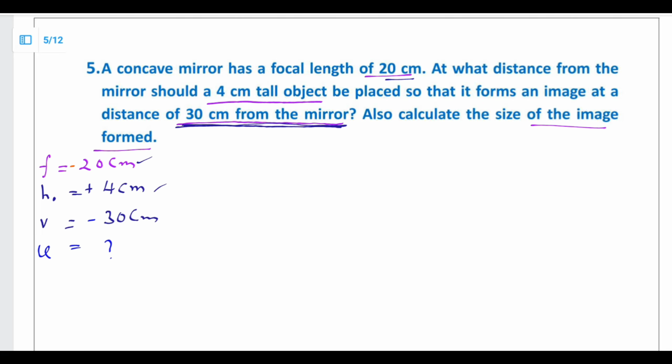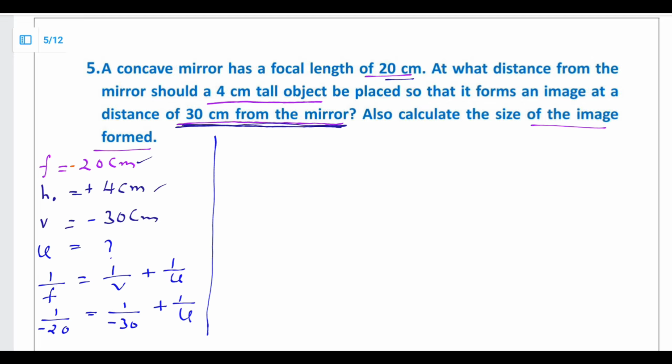Now use the mirror formula: 1 by f equals 1 by v plus 1 by u. f equals minus 20, v equals minus 30, plus 1 by u. Now tell me, what is the LCM of 20 and 30?